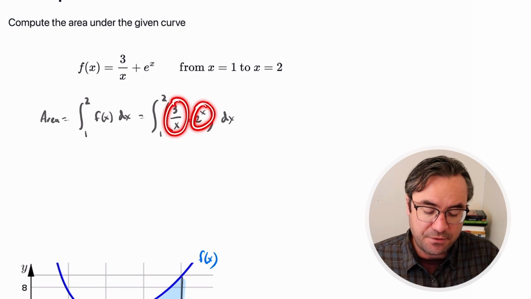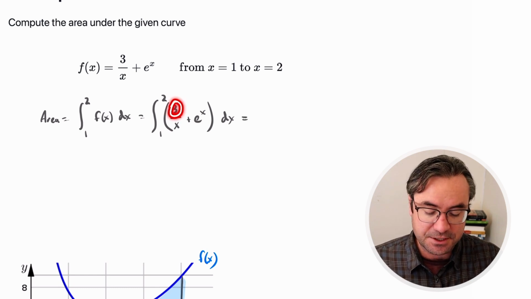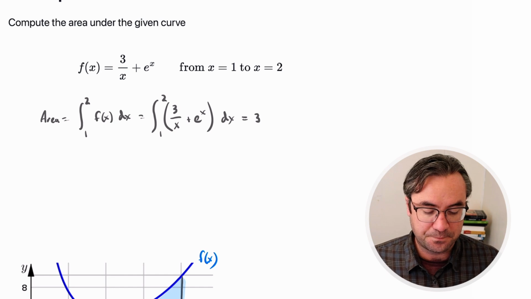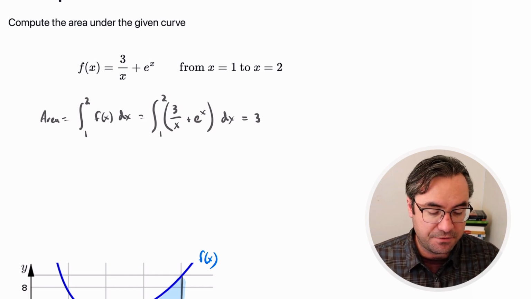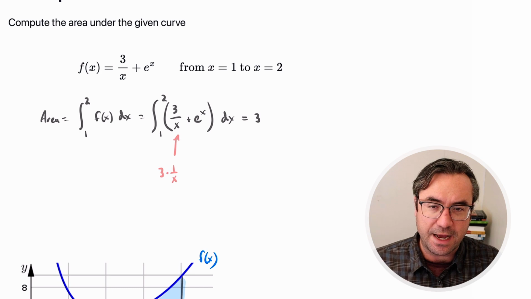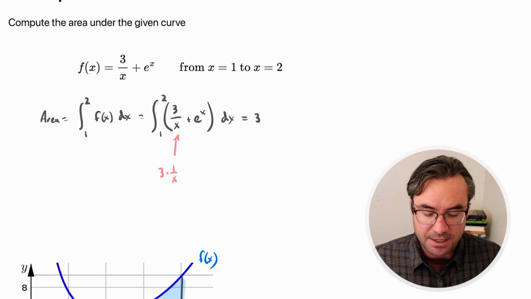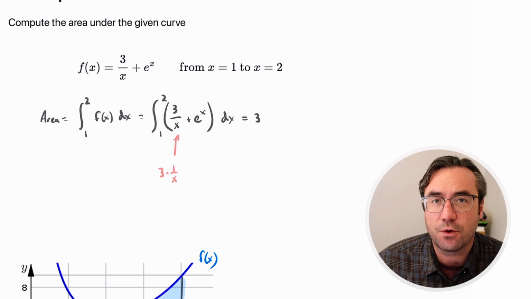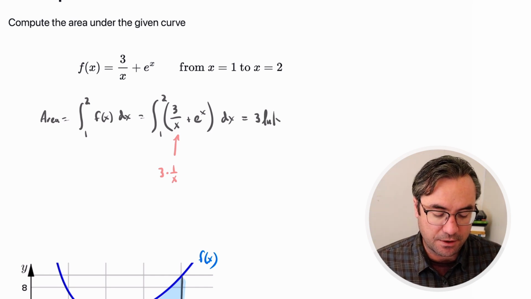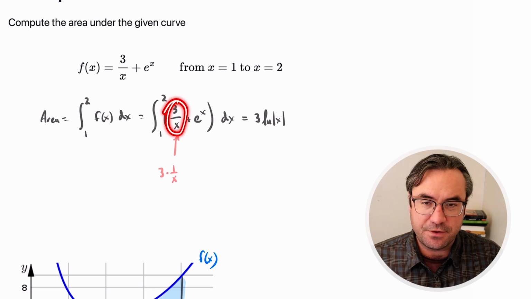Well, we get the antiderivative of each of these pieces. So for that first piece, the 3 over x, the 3 is a constant multiple. So it just stays in front. And really, you can think of this 3 over x as 3 times 1 over x. So again, the 3 is a constant multiple, so it just stays there in front. And we just have to remember, what's the antiderivative of 1 over x? And that's one of our special ones. That's the natural log of absolute value x. Okay, so that's the antiderivative of that first piece.